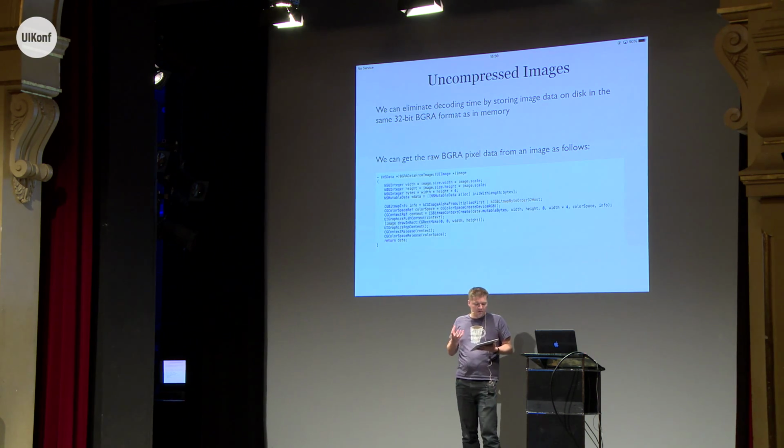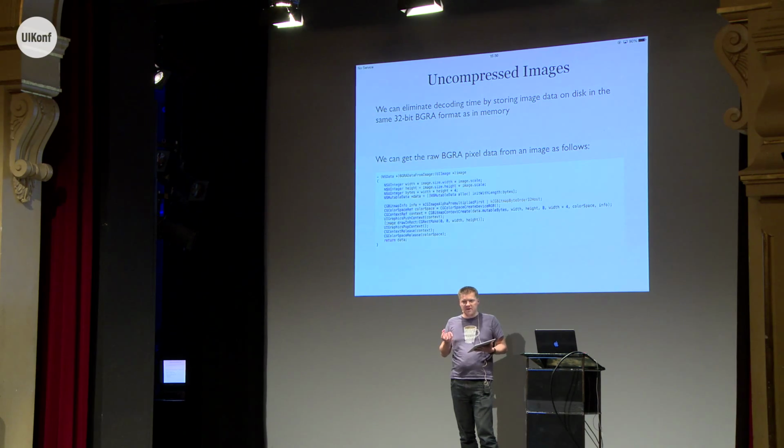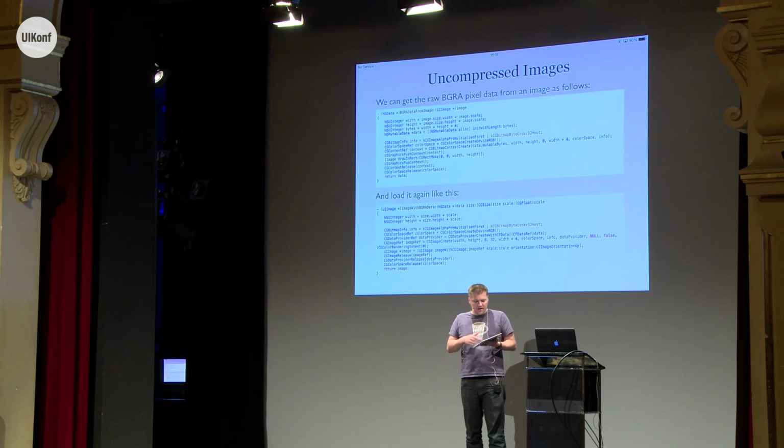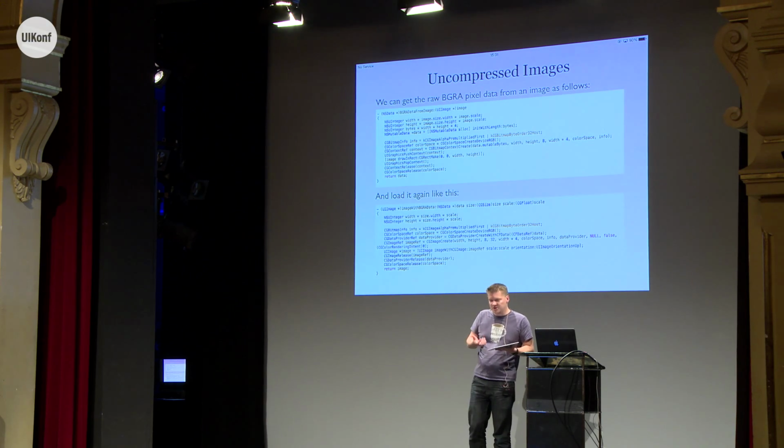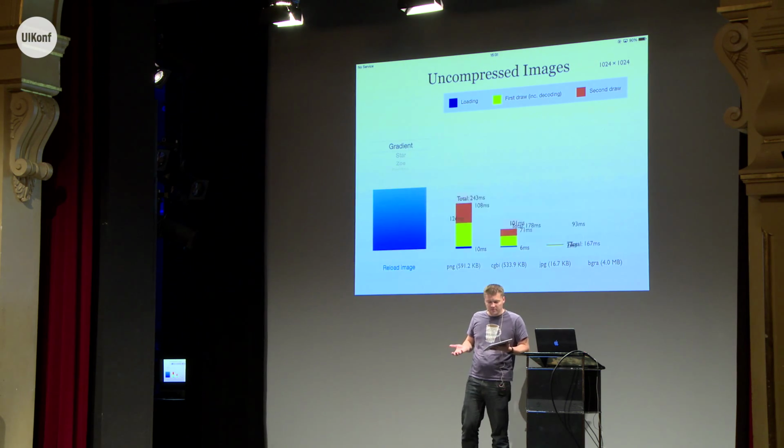So if you actually store your images in 32-bit BGRA format, which is the format that images are used in memory, you can skip the decoding step altogether. You can get the raw BGRA pixel data from an image using this method, basically just drawing it into a context that you control the backing data for. And you can load it again using the inverse method. You have to supply the size and scale because you're not storing any kind of headers along with this data, although you could if you wanted to.